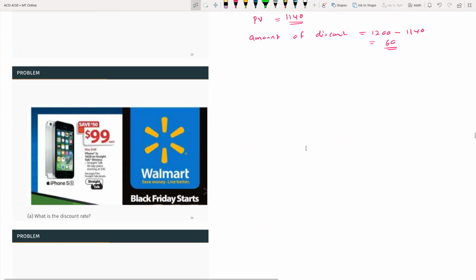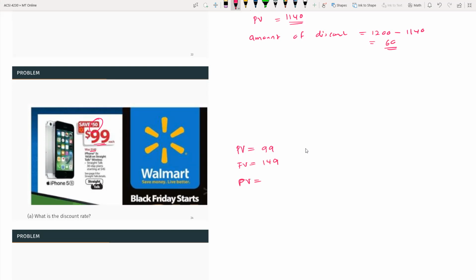So here there's another question. What is the discount rate? So basically it says 99 and 149. So now they know: you can write the present value is 99. Future value is 149. Yeah, so we need a $50 difference. So you can calculate the discount rate.